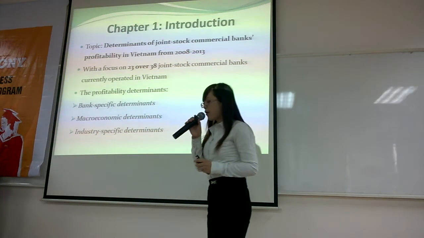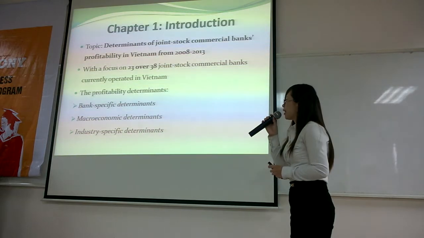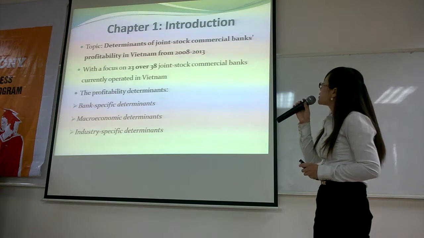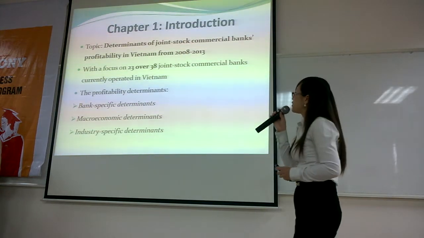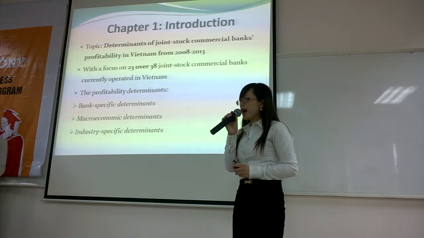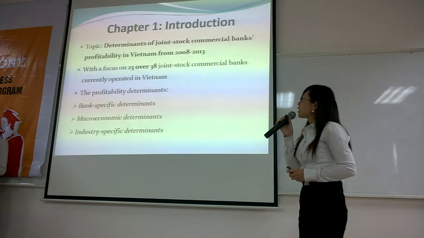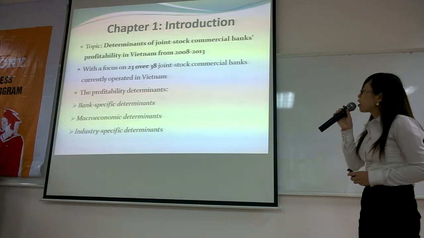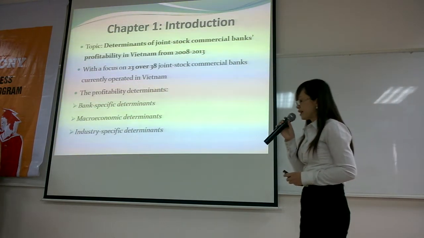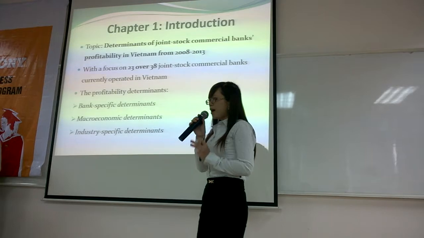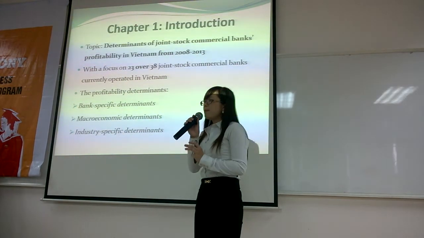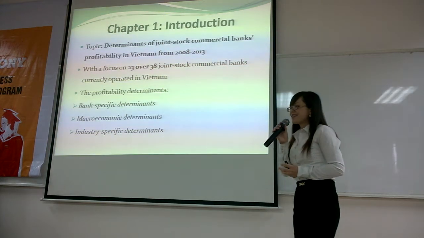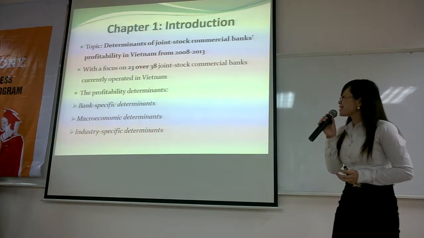So in the scope of our research, we run a regression analysis with the topic determinants of joint stock commercial bank profitability in Vietnam from 2008 to 2013, with a noted focus on 23 of the 38 joint stock commercial banks currently operating in Vietnam. And finally, we will come out with a general equation applied for the whole banking market system, as well as a recommendation for the macroeconomic policy maker.